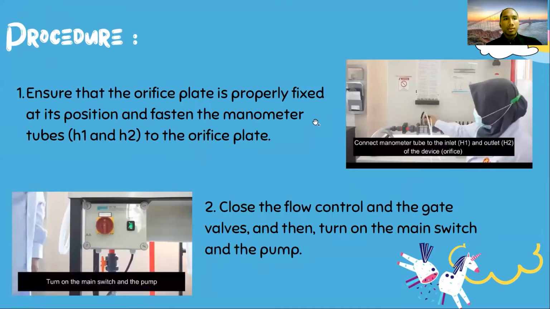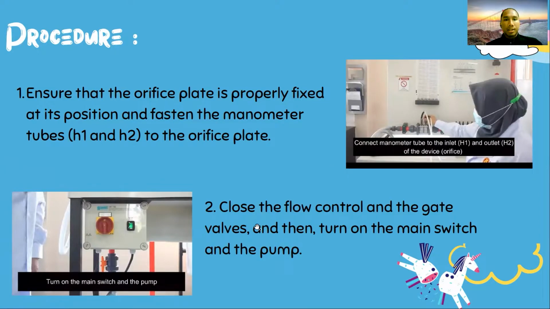Next, we will proceed to the procedure part. In this experiment, we have 11 steps in all. So let's get started with the first step. The first step is to ensure that the orifice plate is properly fixed at its position and fasten the manometer tubes H1 and H2 to the orifice plate. As you can see in this picture, there is the H1 inlet here and the H2 outlet right here.